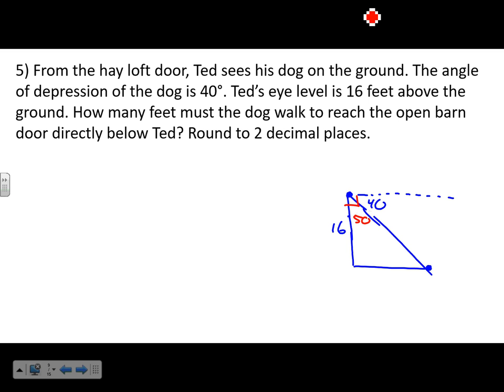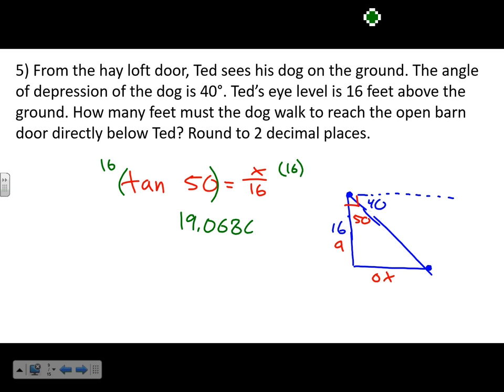How far must the dog walk to reach the open barn door directly below Ted? So this is the length they're hinting at. This is the opposite and the adjacent. So we're using tangent. So tangent of 50 is equal to the opposite over the adjacent. And from here, multiply both sides by 16. 16 times the tangent of 50 is 19.0680. Round to 2 decimal places, so that 8 changes that 6 to a 7.